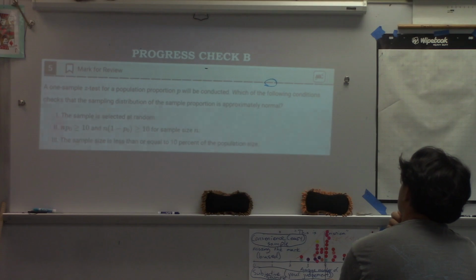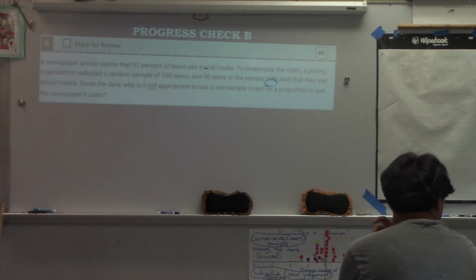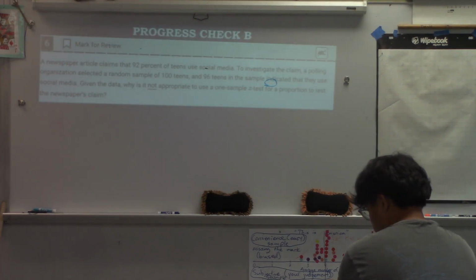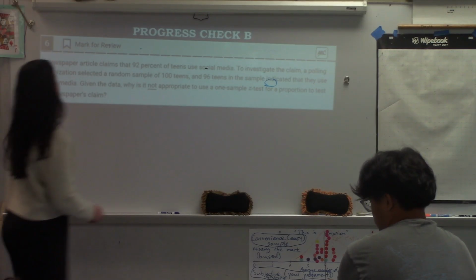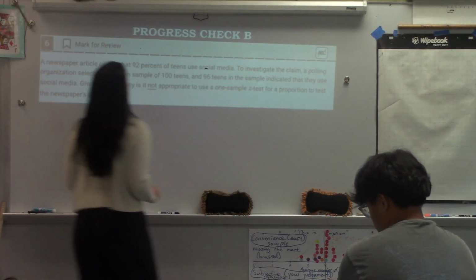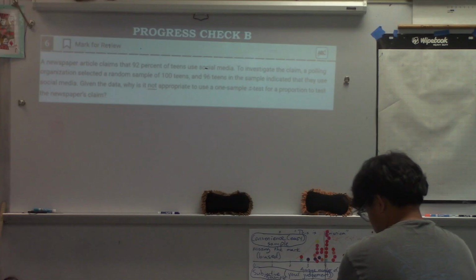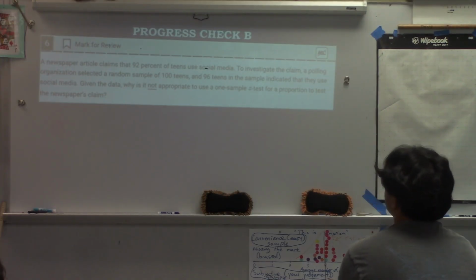Okay, thank you. A newspaper article claims that 92% of teens use social media. To investigate the claim, a polling organization selected a random sample of 100 teens, and 96 teens in the sample indicated that they use social media. Given the data, why is it not appropriate to use a one-sample z-test for a proportion to test the newspaper's claim?